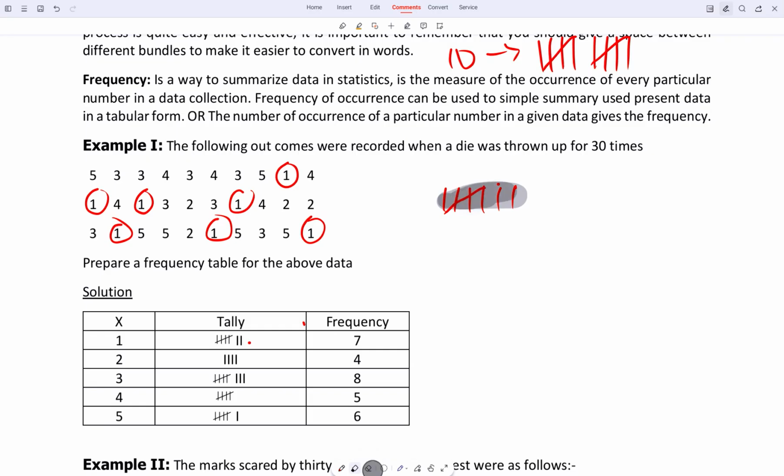So now let's count how many 2s we have there. So let's clean 1. We are done with 1. So how many 2s do I have there? So let's count the 2.